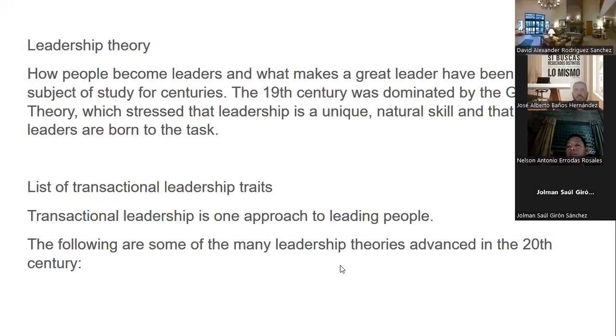So, and then it says, this is transactional leadership traits. Transactional leadership is one approach to leading people. And then is the introduction for them, the rest. So anybody has a question on this paragraph? What is traits? The way that you manage people. Okay. How you treat them. Any other questions?